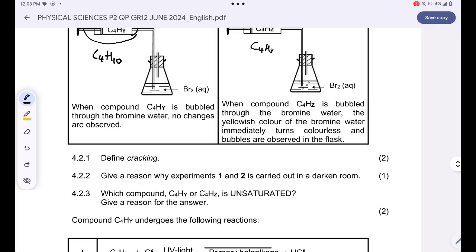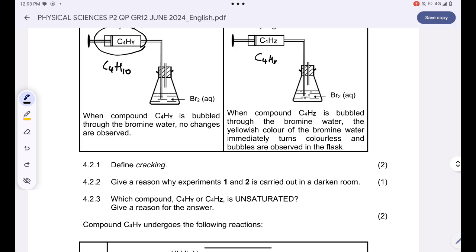Okay, now let's answer this question. They want us to define cracking. Cracking, guys, is just a breaking down of long chain hydrocarbons into small useful hydrocarbons. We are breaking down long chains into smaller useful hydrocarbons. And then in 4.2.2, we are supposed to give a reason why experiment 1 and 2 is carried out in a dark room.